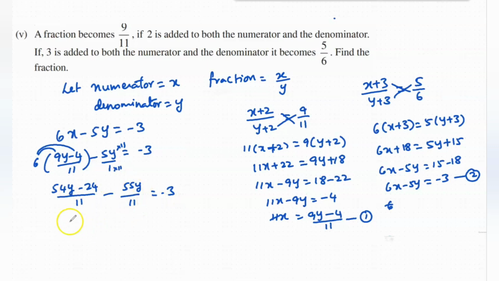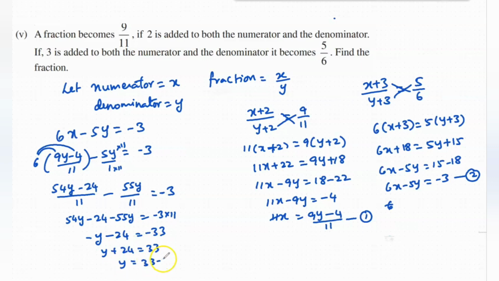Now I can write the numerators together. 54y minus 24 minus 55y by 11. I'll send 11 to that side, so minus 3 into 11. Now 54y minus 55y gives you minus y, minus 24, minus 33. On changing the whole thing into positive, y plus 24 is equal to 33, and y is equal to 33 minus 24, which is equal to 9. So y is equal to 9.